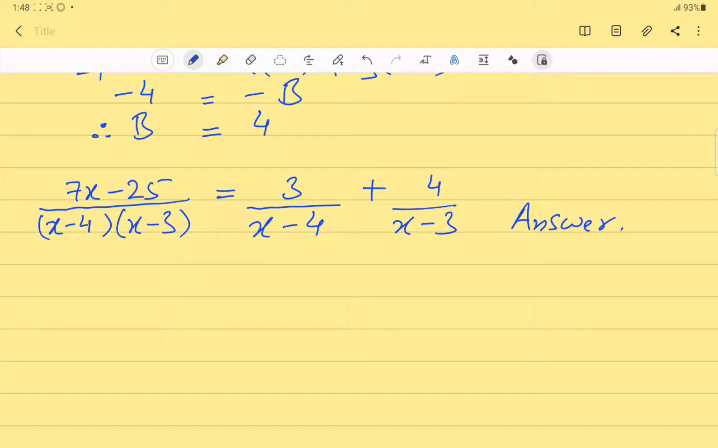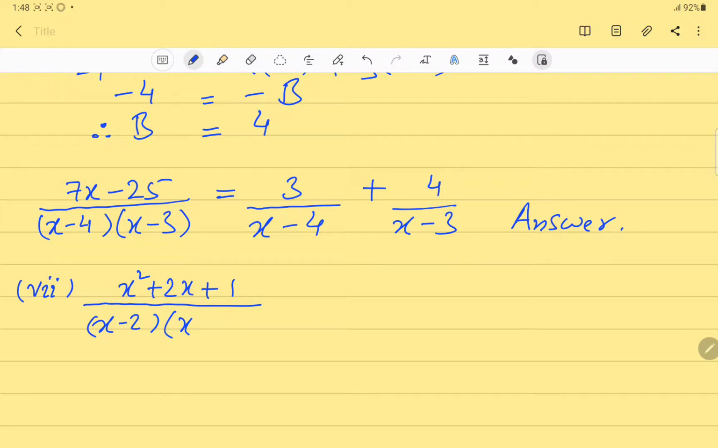Let's move on to our 7th question. Seventh question is x squared plus 2x plus 1 over x minus 2 into x plus 3. Let us perform our first check to check if the degree of the x in the numerator is lesser than the degree of the x in the denominator. So here in this case we find that it is not like this.